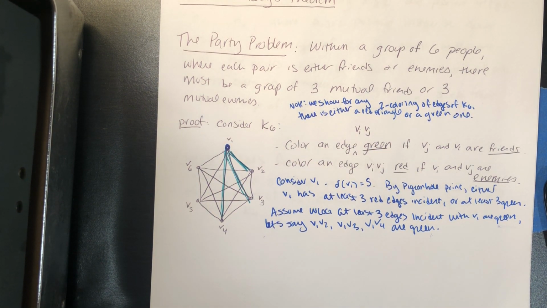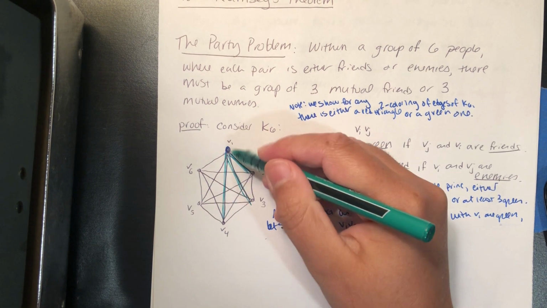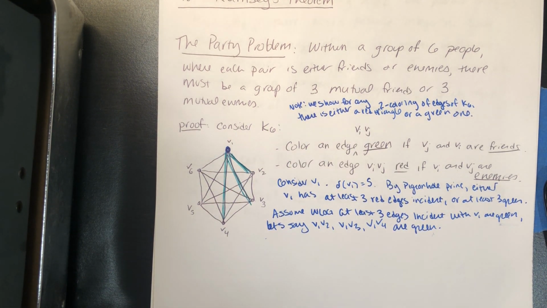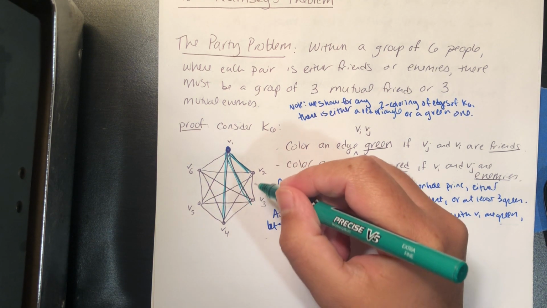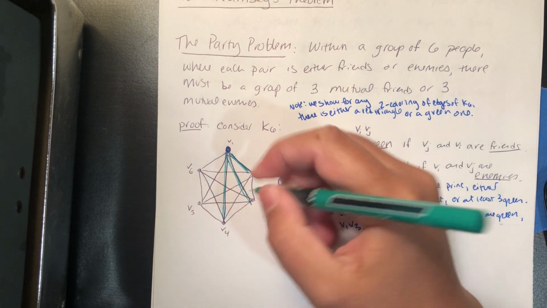Doesn't really matter. This is enough. To know that these three are green, we'll claim that this is enough to know that we're guaranteed to have either a green triangle in here or a red triangle in here. So why is that? Well, there's sort of three different ways we could end up with a green triangle.